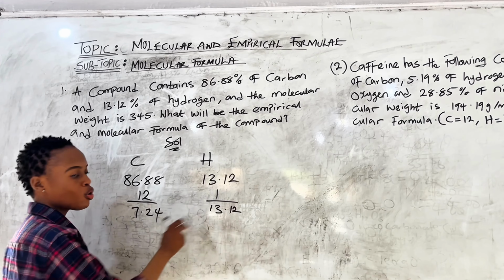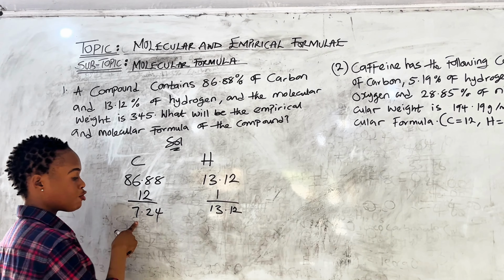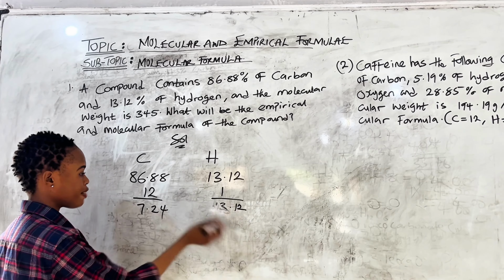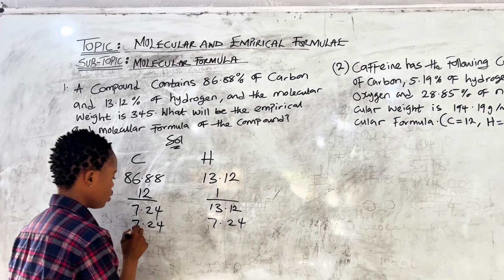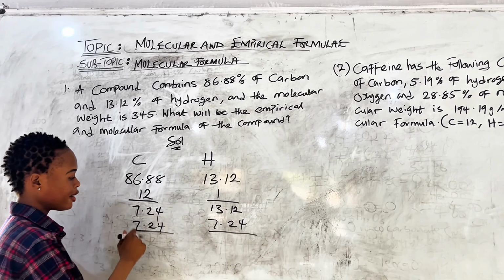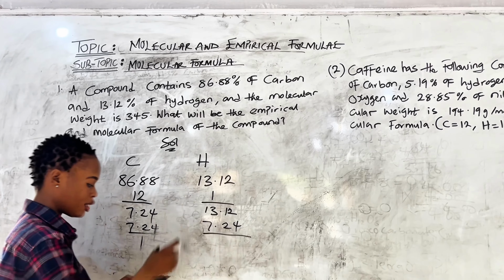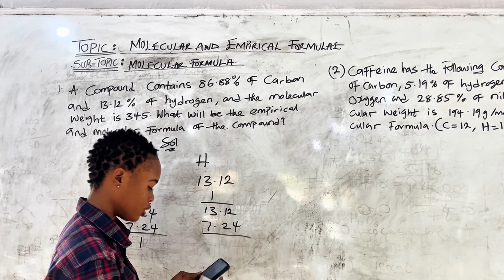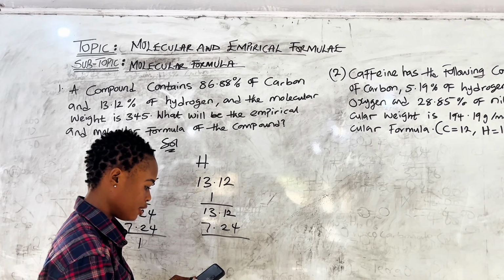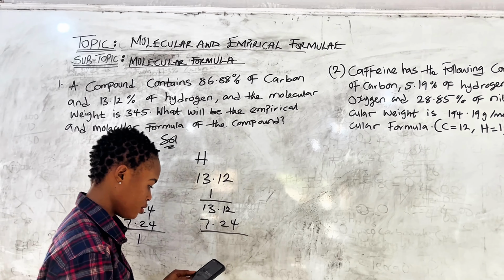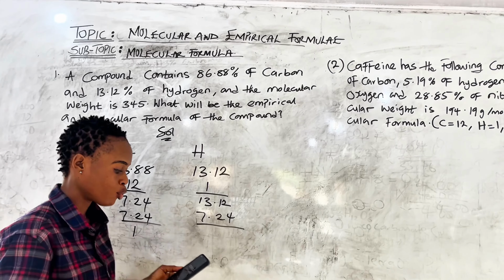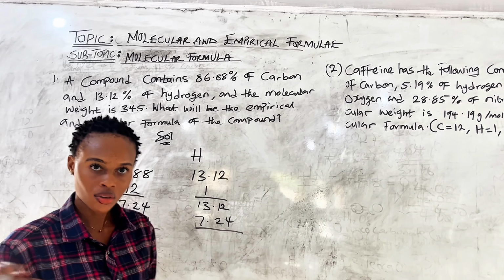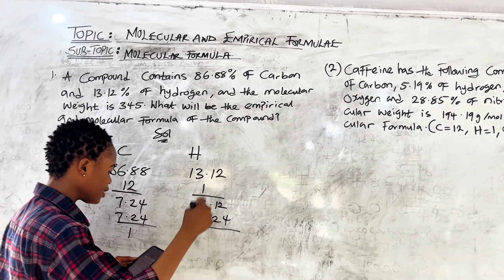So out of these two, which is the lower number? 7.24, right? So that's what we're going to be dividing by. So 7.24, we're going to be dividing this. So if you divide this by this, you know it is 1, right? So let's divide 13.12 divided by 7.24. So what we have is 1.812 and so on. So 1.812.